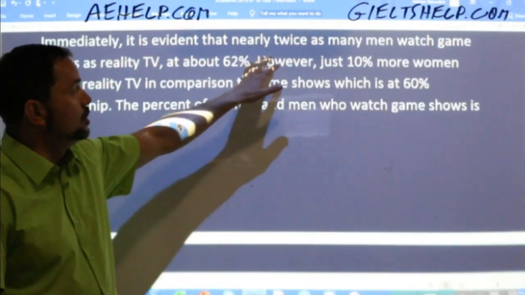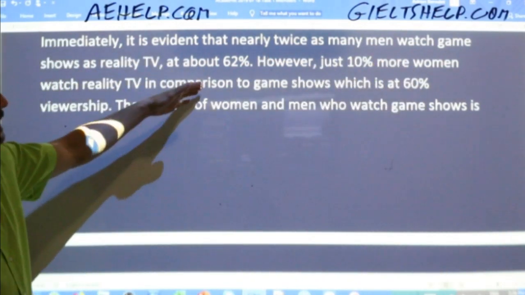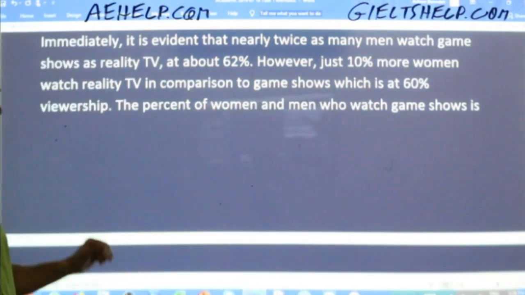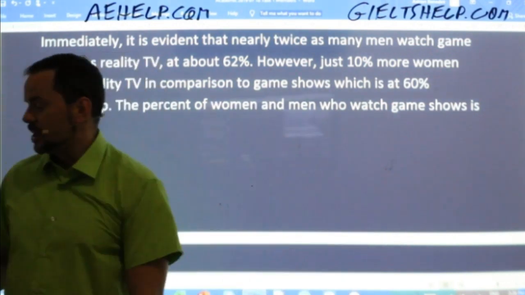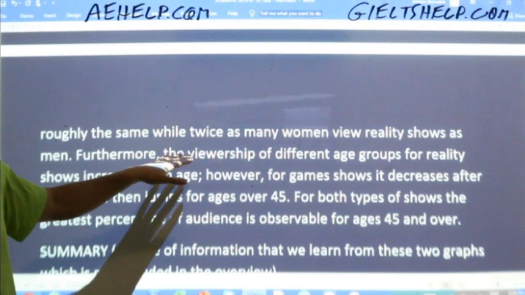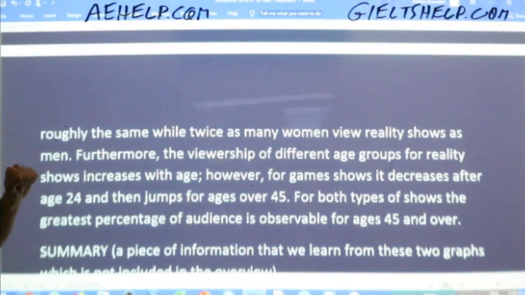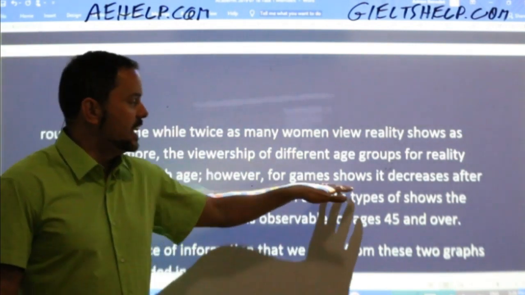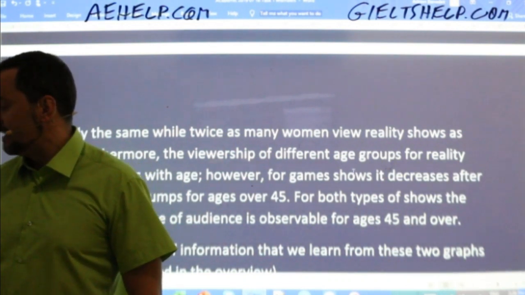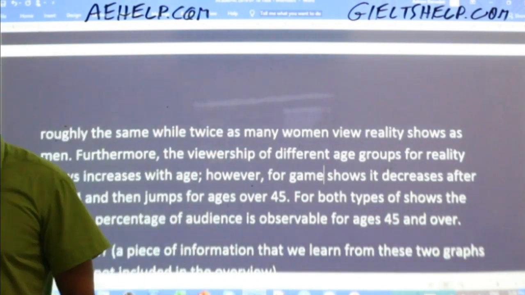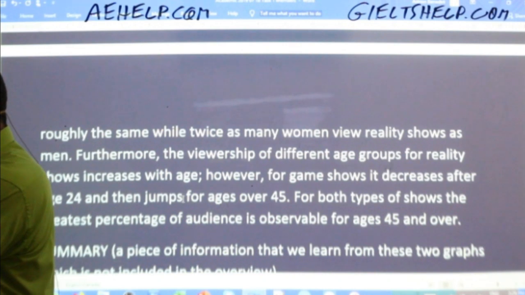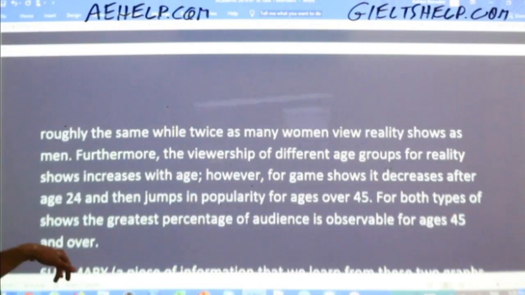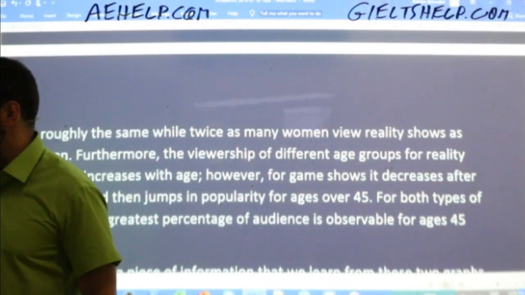Immediately, it is evident that nearly twice as many men watch game shows as reality TV at about 62%. However, just 10% more women watch reality TV in comparison to game shows, which is at 60% viewership. The percent of women and men who watch game shows is roughly the same, while twice as many women view reality shows as men. Furthermore, the viewership of different age groups for reality shows increases with age. However, for game shows, it decreases after age 24 and then jumps for ages over 45. For both types of shows, the greatest percentage of audience is observable for ages 45 and over.